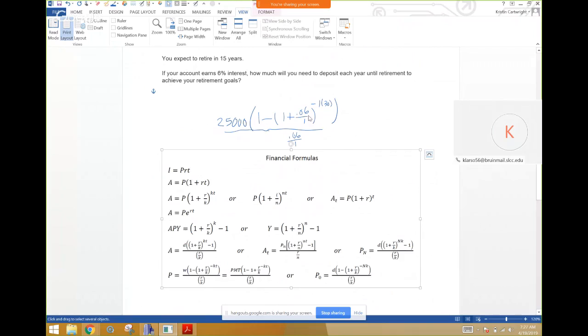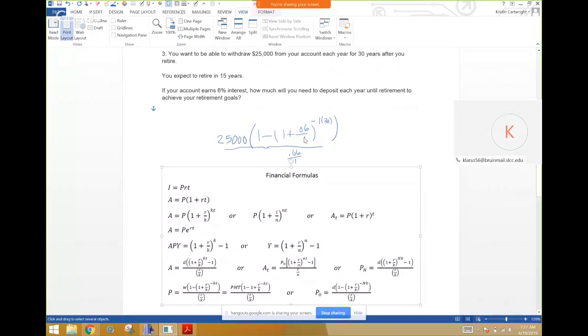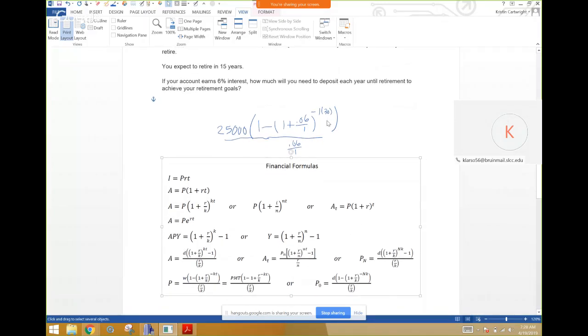1 minus, here's our interest rate, 0.06. This is compounding yearly. It didn't tell us how much it's compounding, but because we're withdrawing from the account just once per year, we're going to assume the compounding is the same, because that's how all your problems will be. So K is 1, T is 30, because we're going to be pulling out 25,000 for 30 years. And then R is 0.06.